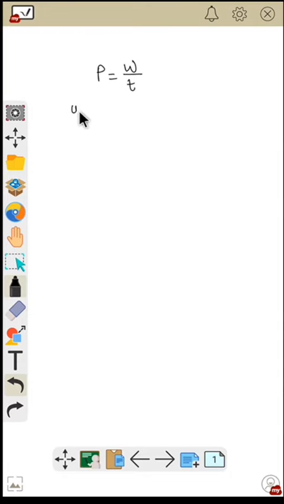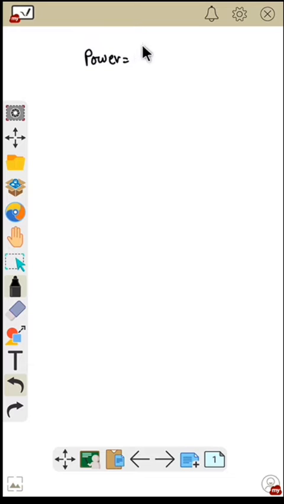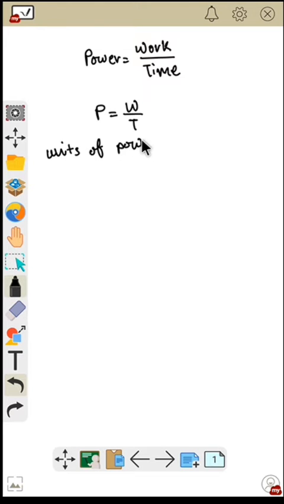So let's see what is the unit of power. Now students, we have seen that power means work per unit time. Now what is the mathematical form of it? Mathematical form is P equals W by T, where W represents the work and T represents the time. Now we are going to calculate the units of power, more efficiently, SI units. So what is the SI unit of work?